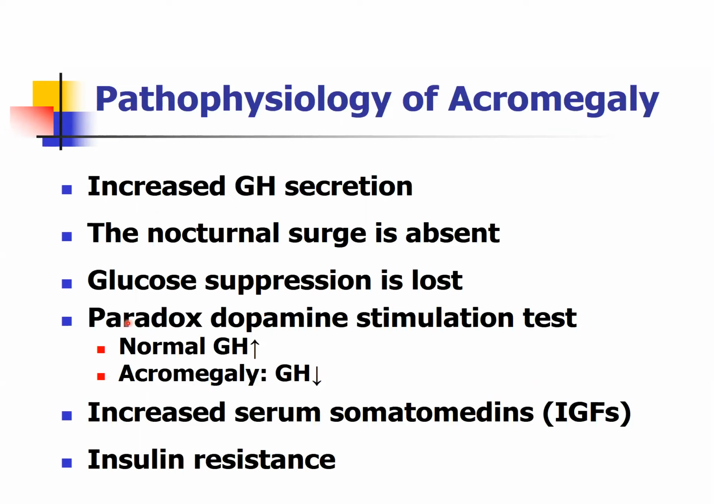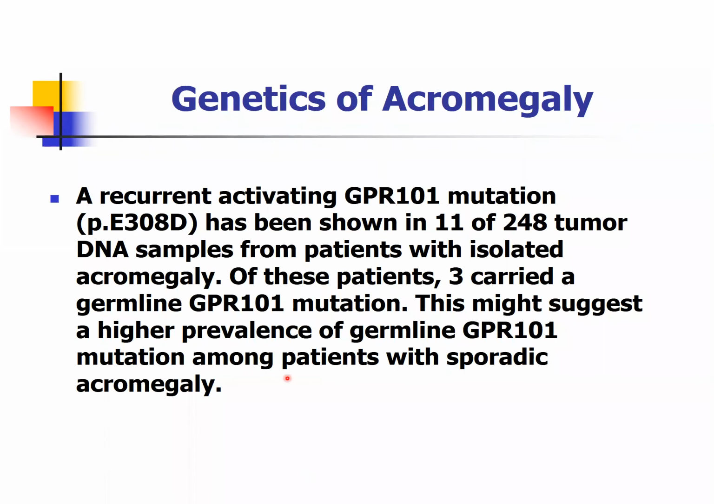Now, some additional paradoxical stimulation tests, for example, the dopamine stimulation test. Normally dopamine increases the growth hormone. In acromegaly, the growth hormone release is inhibited. And the best one is to measure the serum IGF-1 level because it is the most stable one, so you don't need to consider the diurnal rhythm. And insulin resistance, the serum insulin level can be higher in this patient.